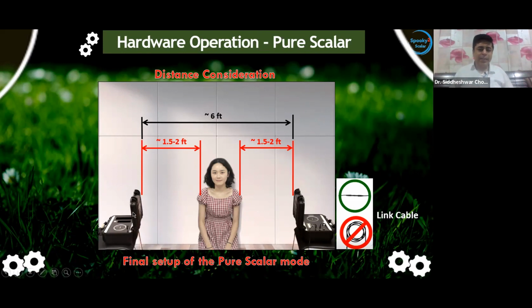and the least distance between the transmitter and the receiver leads should be 6 feet. Why 6 feet?